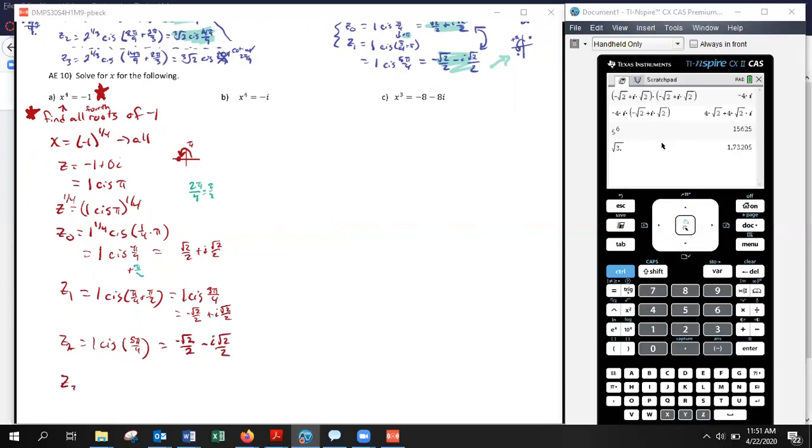And then what should be our last root is 1 cis. Again, let's add another pi over 2. Show it here. And we get 7 pi over 4, which now we are in quadrant 4. So the cosine is positive, minus I square root of 2 over 2. So all 4 of our roots: this is our principal root, and then our other roots.